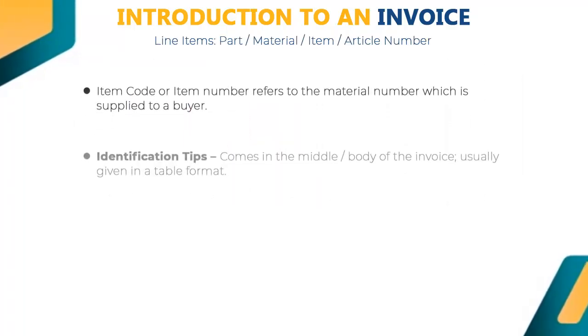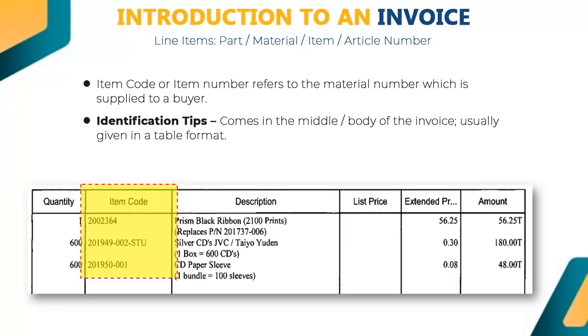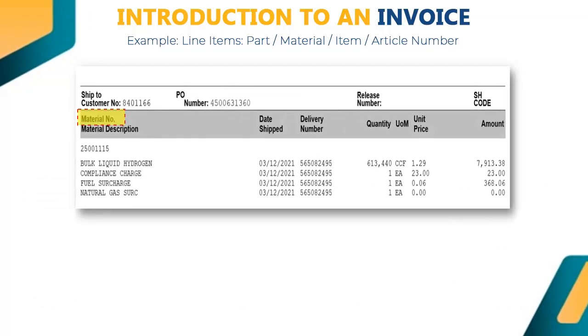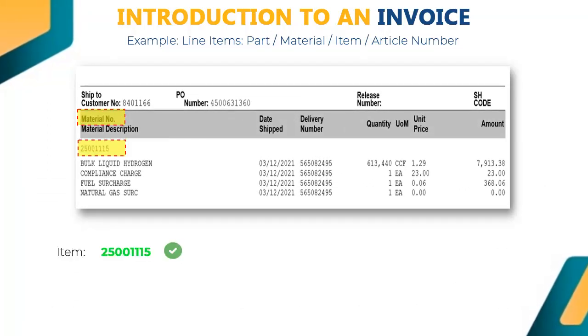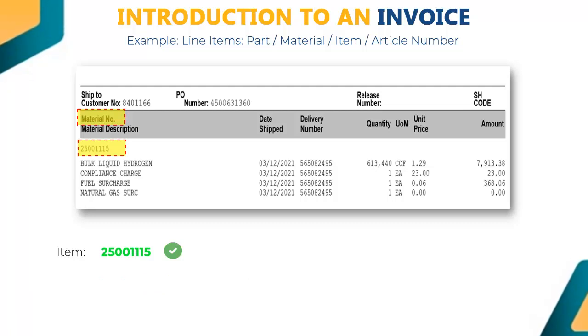Item code or item number refers to the material number which is applied to a buyer. Identification tips: it comes in the middle or body of the invoice, usually given in a table format. Key only 25001115 for this example. Do not key the words material number. If the words item number or material number are already populated, then remove the words item number or material number.